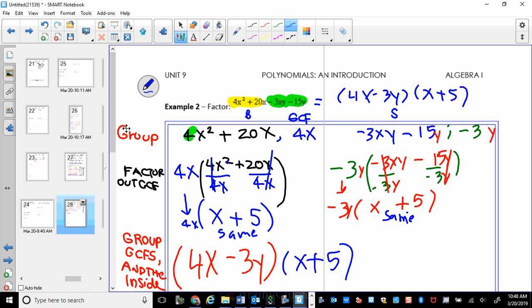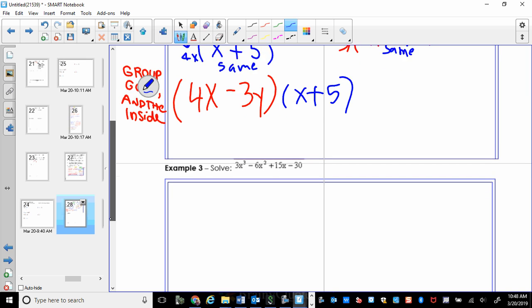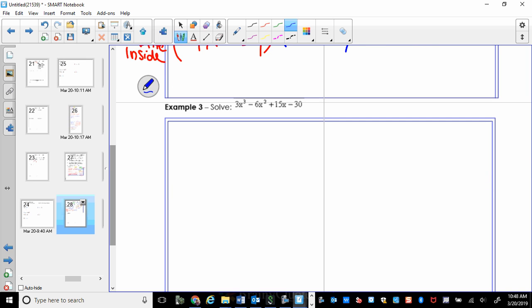All right, go down below, group your terms, please. Highlight the two terms, first two and second two. See if you can get the greatest common factor of the first two.